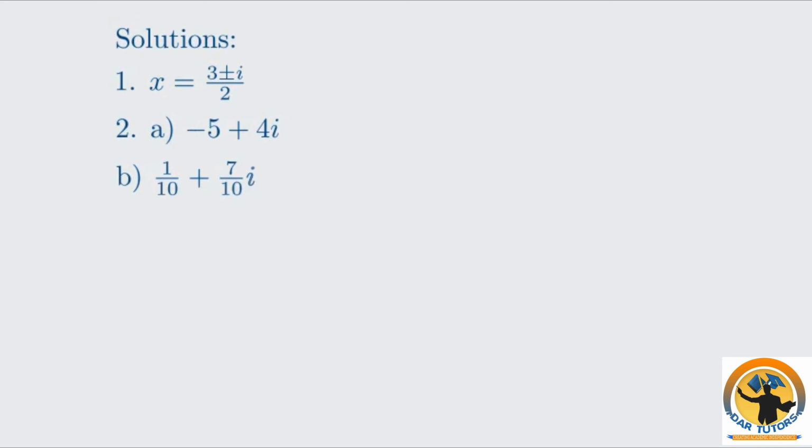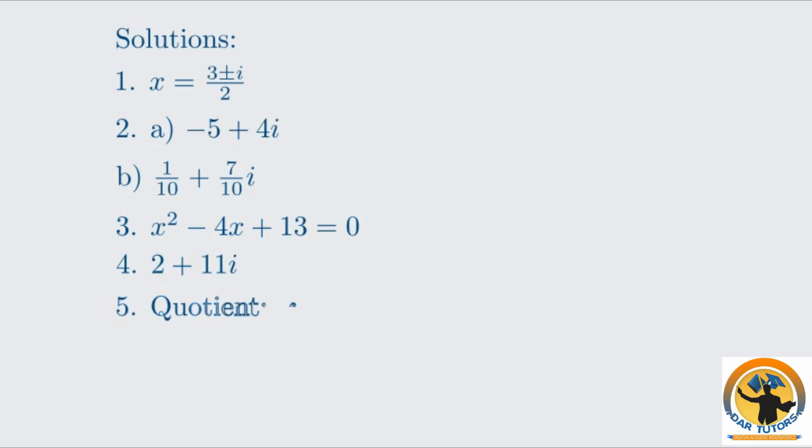Check your work carefully. For question 1, the discriminant is -4, leading to complex solutions. For question 2, we perform the operations step by step. For question 3, we use the conjugate root theorem to find the other root and then reconstruct the quadratic. For question 4, we expand the cubic. And for question 5, we use polynomial long division.